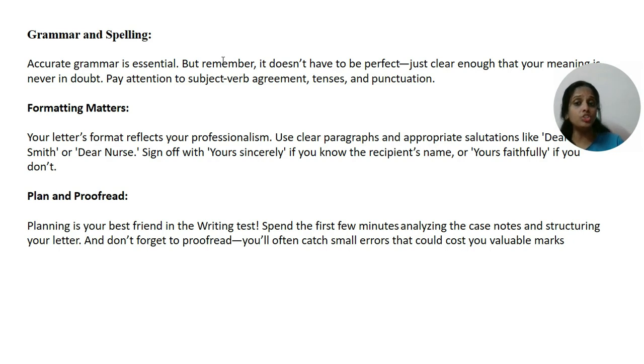Don't forget to double check if you have included the date and your own designations at the end. It is a small detail, but it's very important.